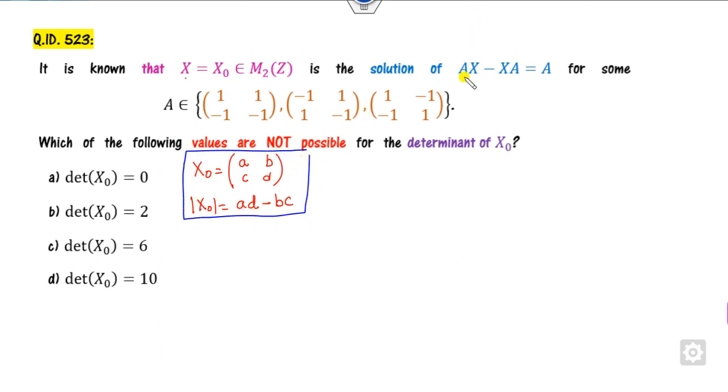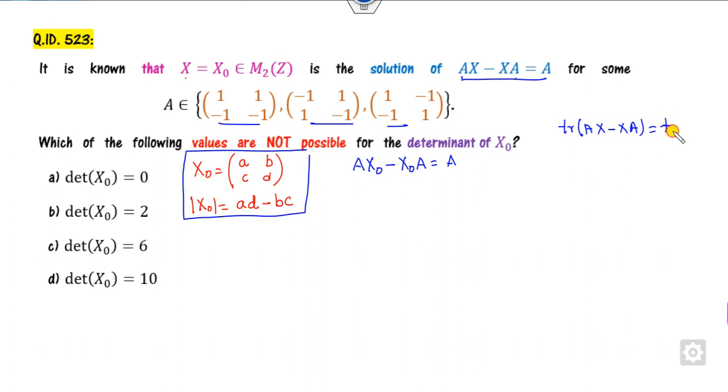Now how can you do that? x0 is the solution of this. What is the meaning of that? A x0 minus x0 A is my A. What is A? A can be any one of them. So firstly our target is to identify which A is here. That's very simple. It's a 2 by 2 matrix. Either you can write it as a characteristic equation or I can start from the trace.